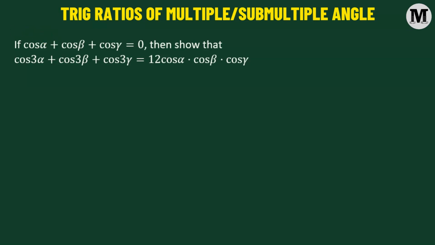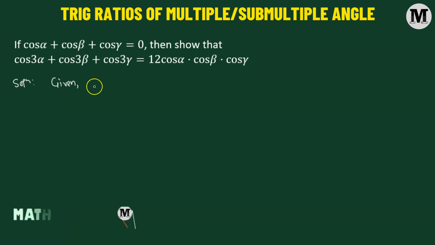So in this problem, it's given that cosine of alpha plus cosine of beta plus cosine of gamma equals 0. We need to show that cosine of 3 alpha plus cosine of 3 beta plus cosine of 3 gamma equals 12 times the product cosine alpha, cosine beta and cosine gamma. Let us begin.